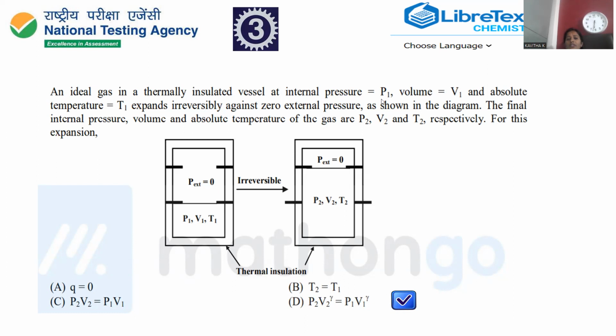Internal pressure is denoted P1, volume is given as V1, and absolute temperature is T1. The gas expands irreversibly against zero external pressure. We are not applying any external pressure, so the pressure remains constant. As shown in the diagram, the final pressure, volume, and absolute temperature are designated P2, V2, and T2 respectively. At that condition, what will be the suitable answer we need to predict?